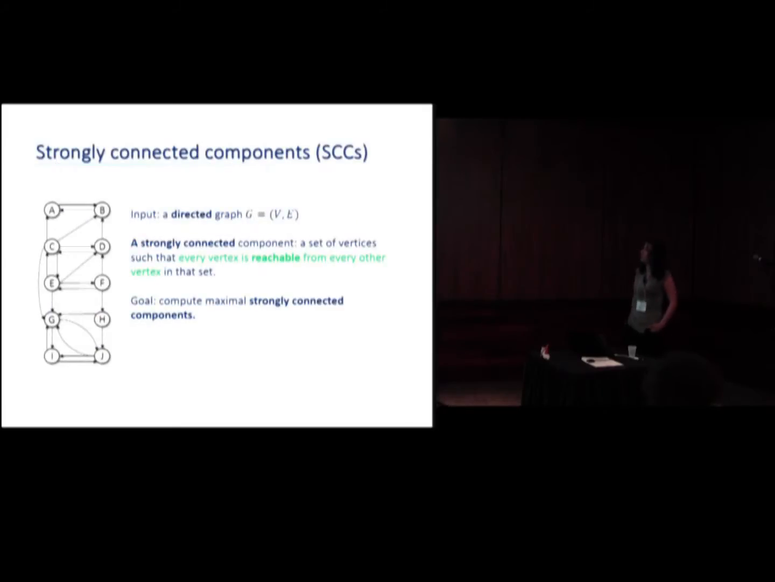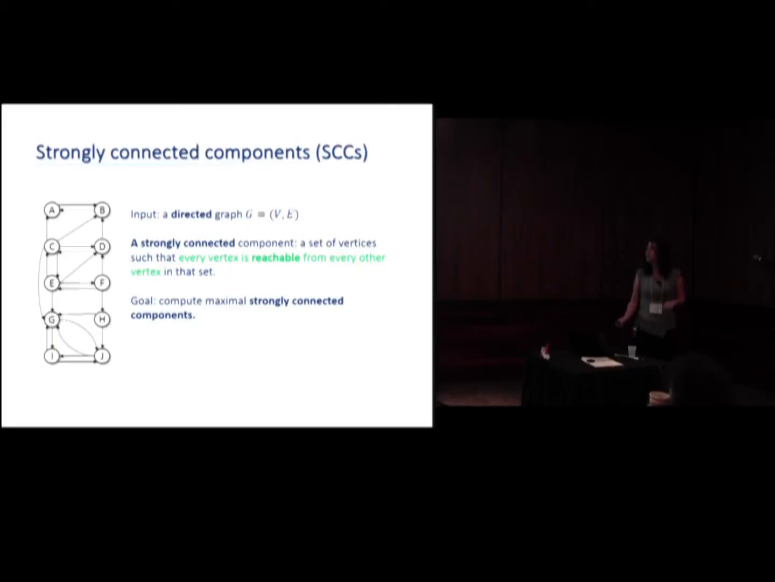Let me start with the basic definitions. Let me remind you what strongly connected components are. We are given a graph, and we say that a set of vertices is strongly connected if for every two vertices in this set, we can reach one from the other. Our goal is to compute maximal strongly connected components, maximal in the sense that I cannot add more nodes to this set such that it remains strongly connected. In the static case, we can compute the maximal strongly connected components in linear time.